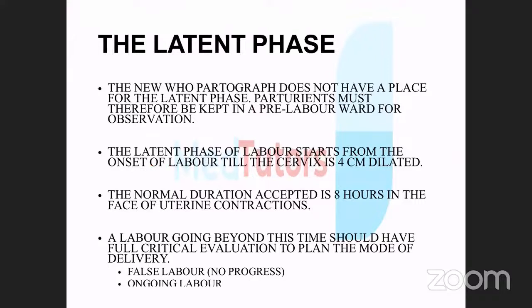The latent phase: the new WHO pathograph does not have a place for the latent phase. That's why it starts from 0, right? The latent phase of labor starts from onset of labor till cervical dilatation of 4 cm. The normal duration is 8 hours in the face of adequate uterine contractions. A labor going beyond this time should have full critical evaluation to plan the mode of delivery. It could be false labor, it could be ongoing labor.